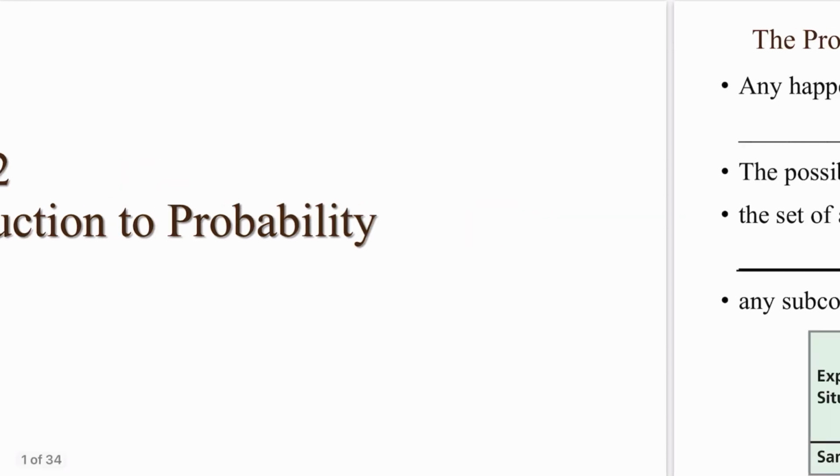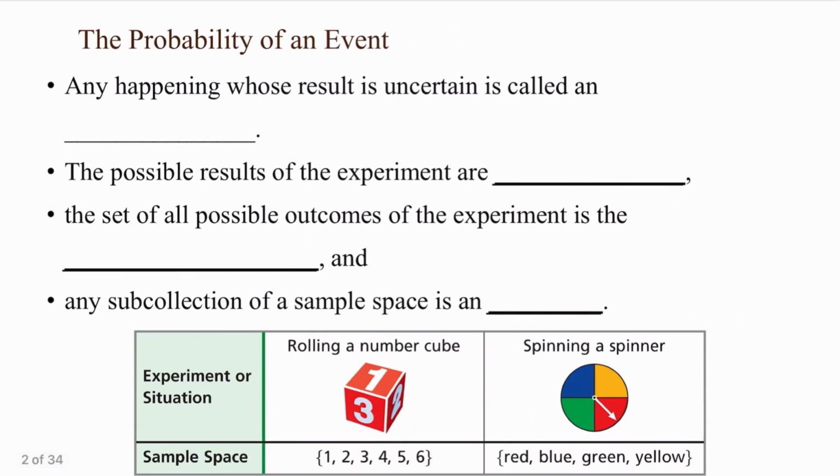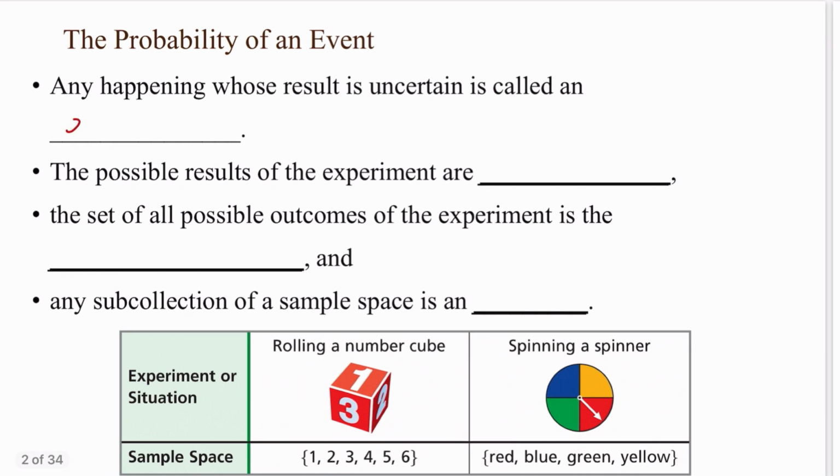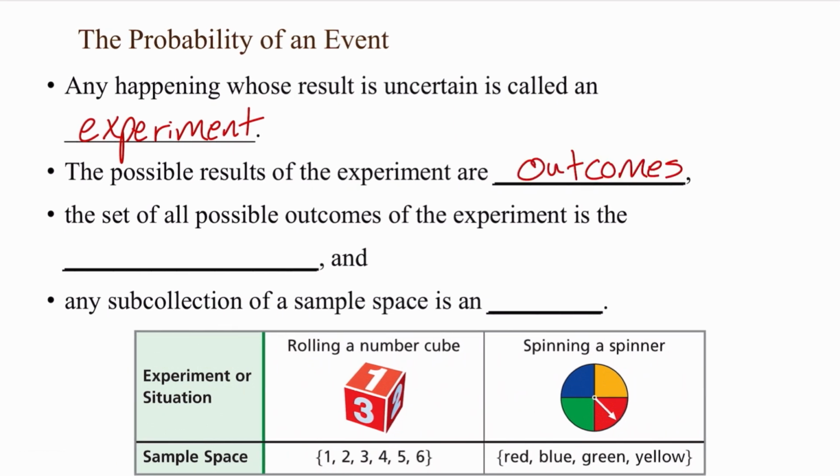Introduction to probability. Let's talk about some vocabulary words to start with. Any event whose result is uncertain is called an experiment. The possible results of the experiment are called outcomes. The set of all possible outcomes of the experiment is the sample space, and any subcollection of a sample space is an event.